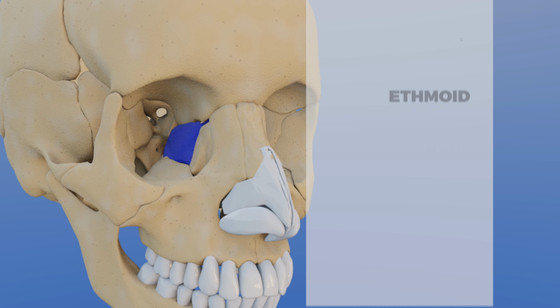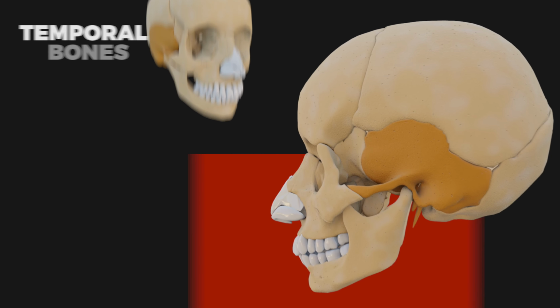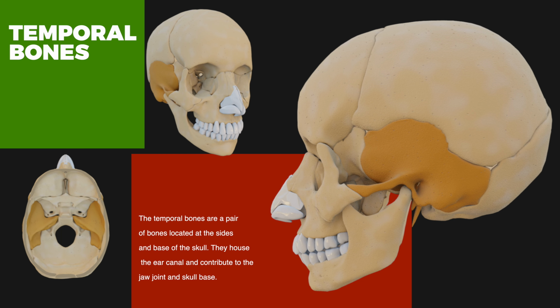The ethmoid bone is a small, delicate bone located in the skull between the eyes, which forms part of the nasal cavity and orbits, and contains numerous small air cells. The temporal bones are a pair of bones located at the sides and base of the skull. They house the ear canal and contribute to the jaw joint and skull base.